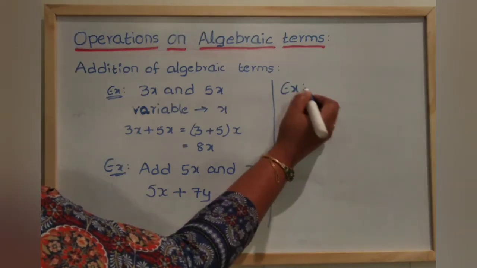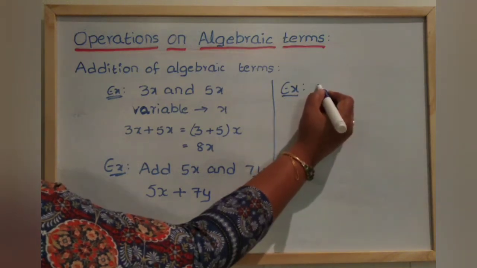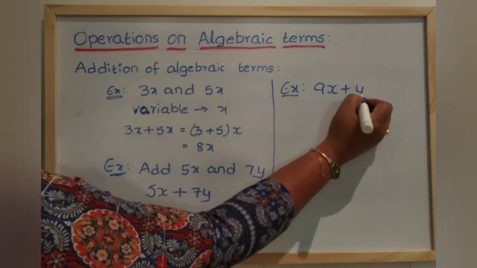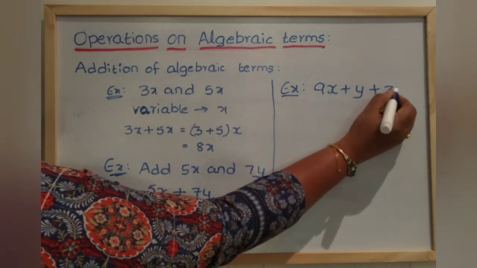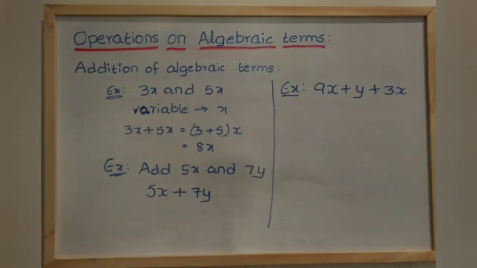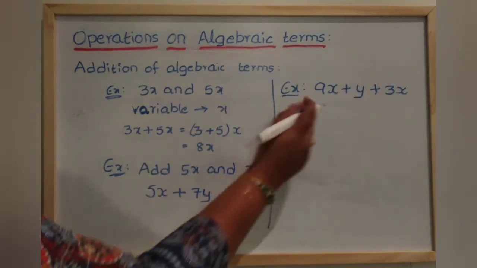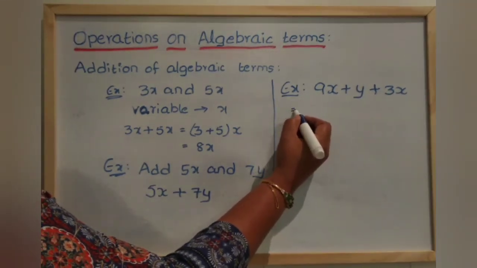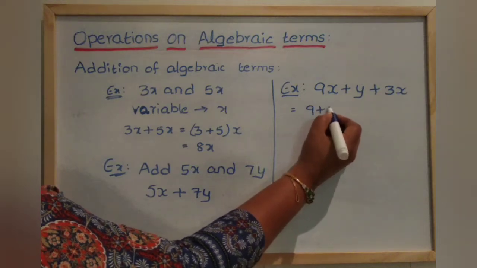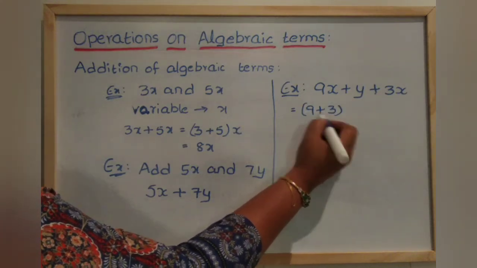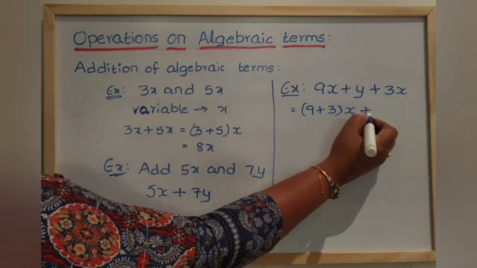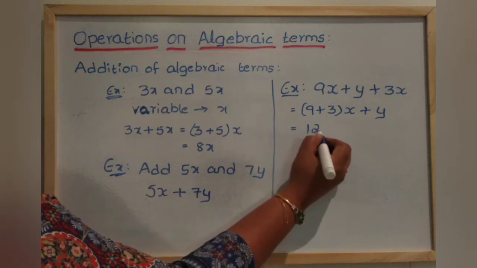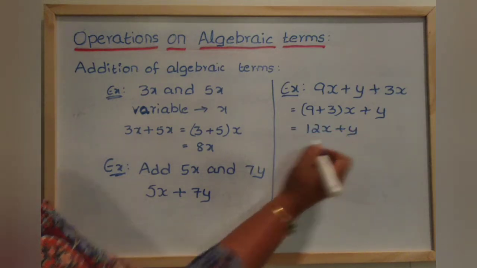Consider one more example. 9x plus y plus 3x. Numerical coefficients of 9x and 3x are added. That is 9 plus 3 times the variable x, plus y. That is equal to 12x plus y.